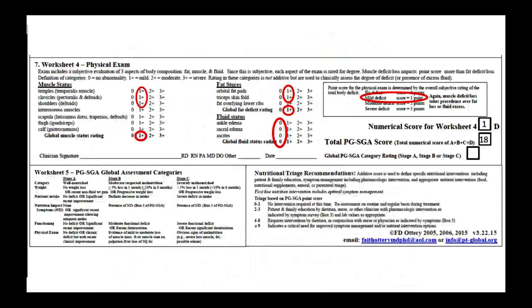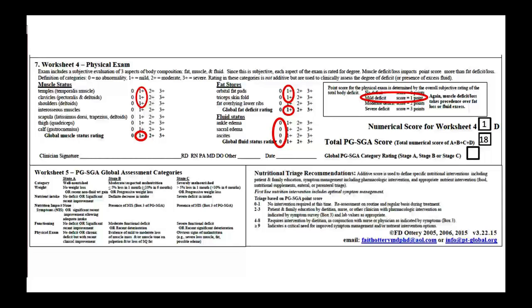Down at worksheet 5 at the bottom left-hand corner, this is where we are going to make our subjective assessment and our call on what stage this person is in. There are 3 stages or categories here. Stage A, which means our patient is well-nourished. Stage B, which means our patient is moderately malnourished or suspected to be malnourished. Or stage C, which would indicate our patient is severely malnourished.